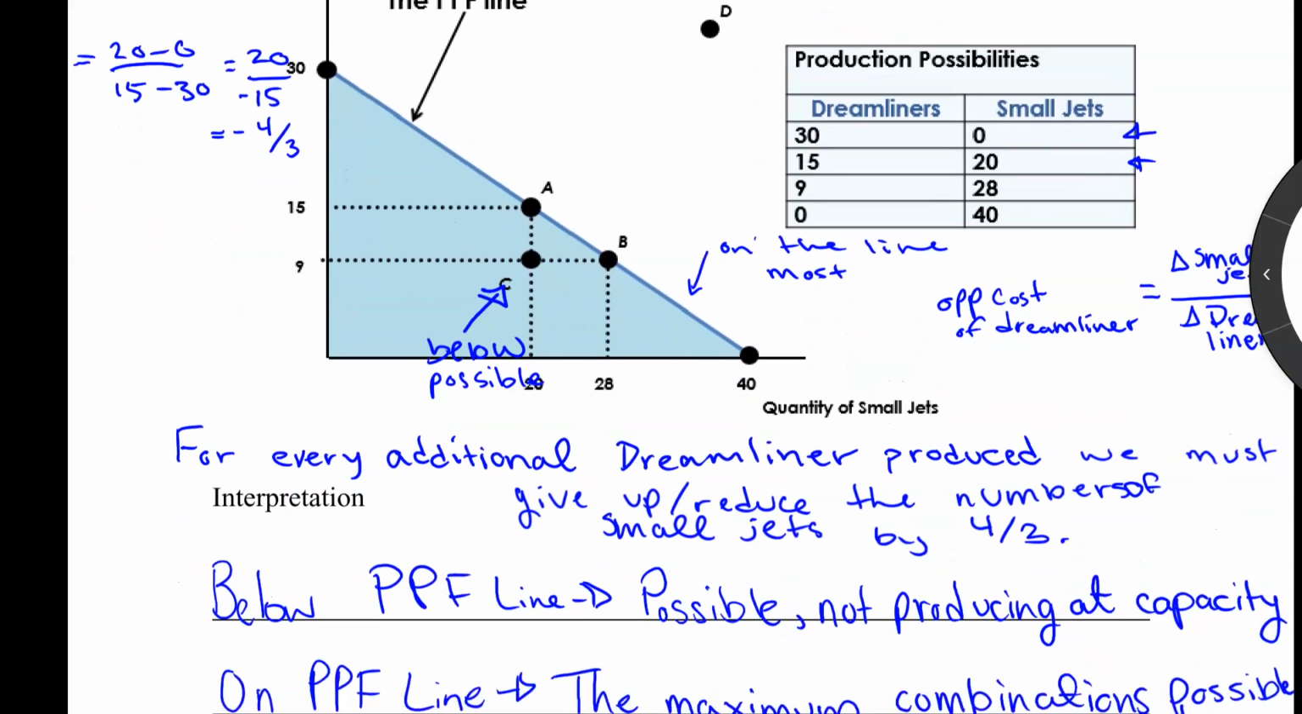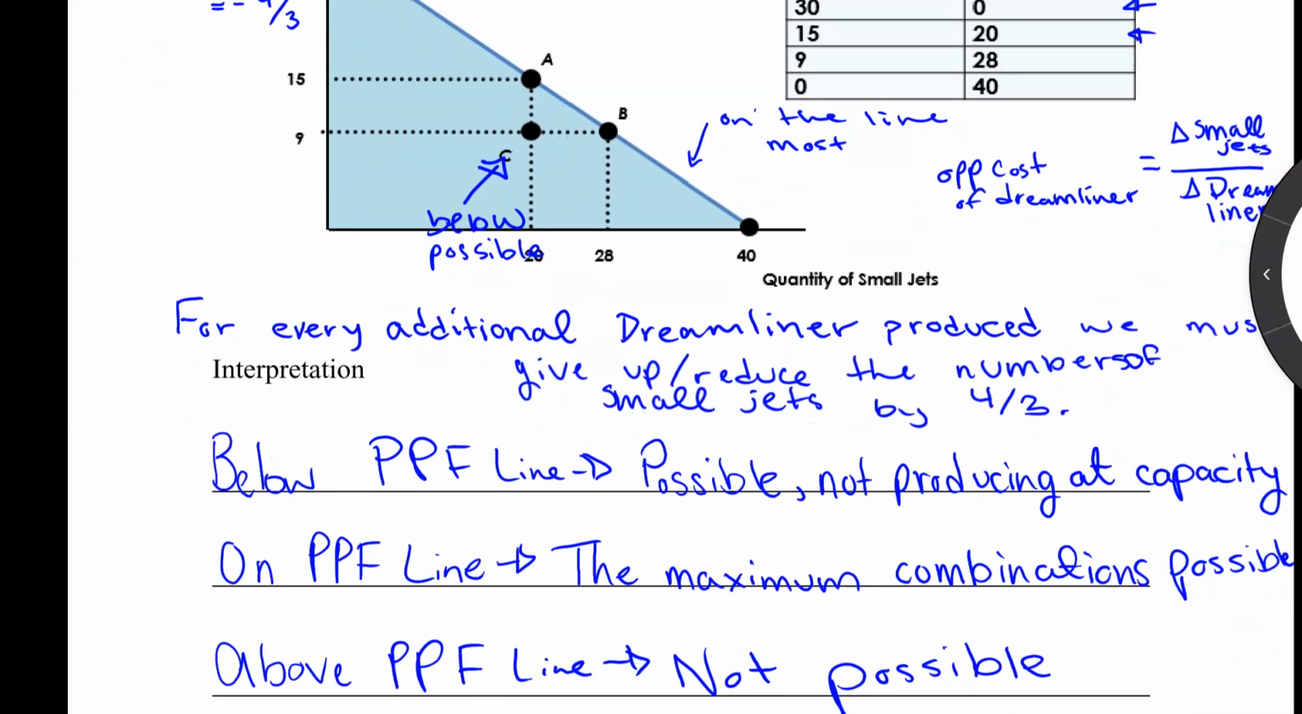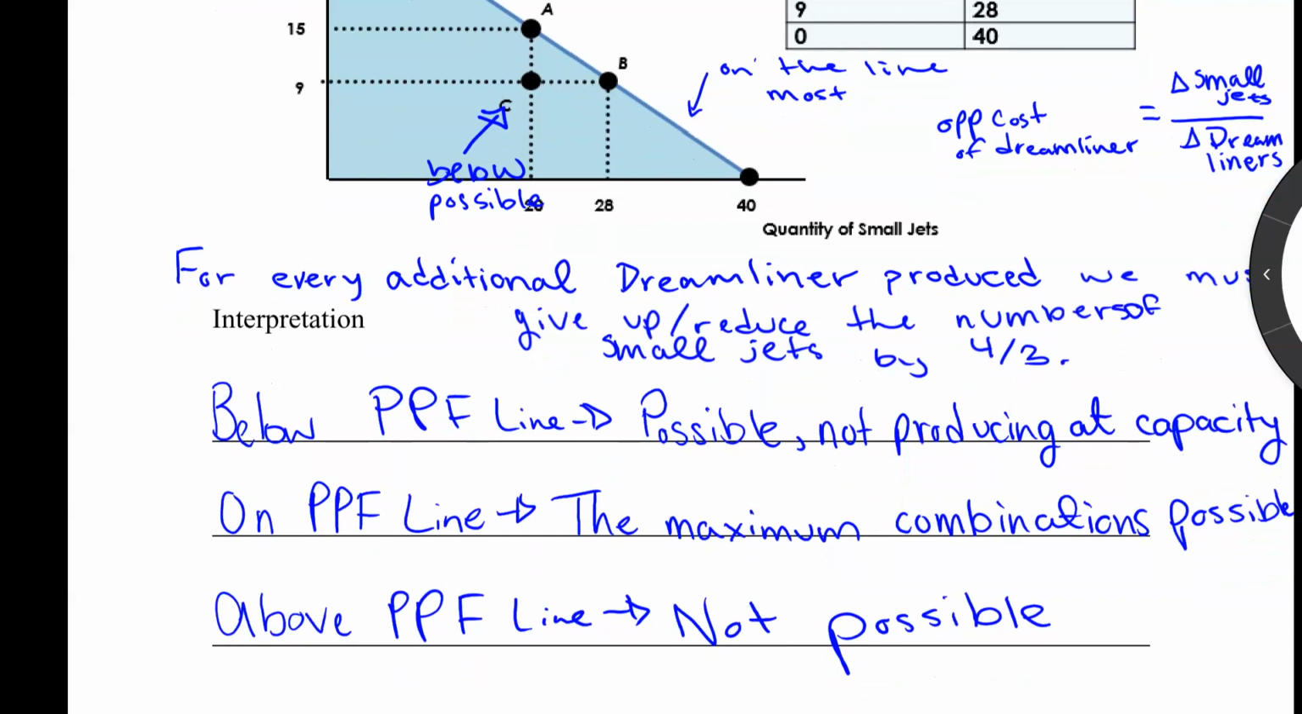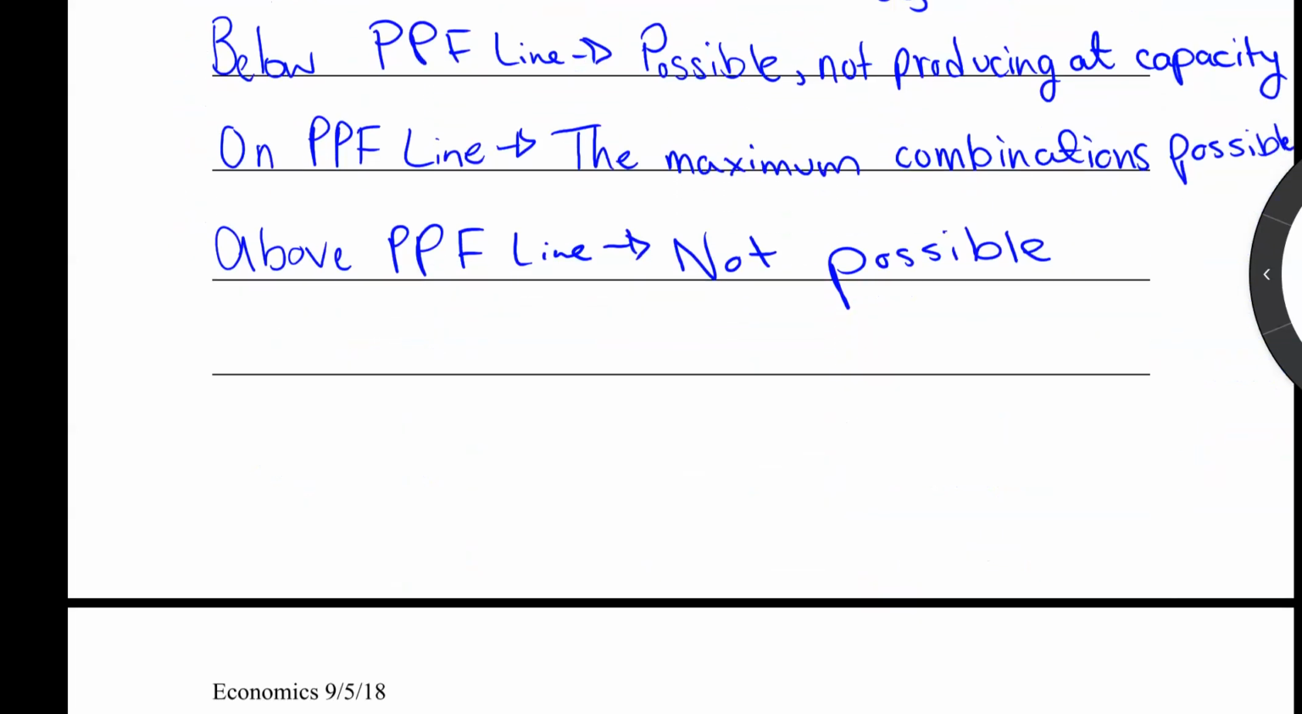All right, and then the bottom of this just reiterates what I said when we were looking at the graph. Below is possible, but not producing at capacity. The maximum number we can produce is anything that's on the line, and anything that's above the line is not possible. So this is our introduction to PPFs.